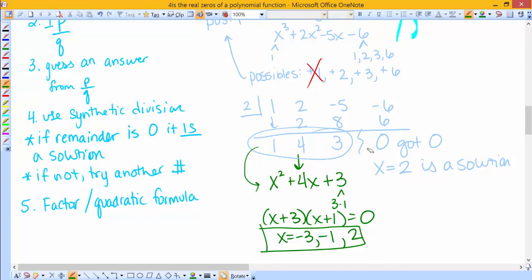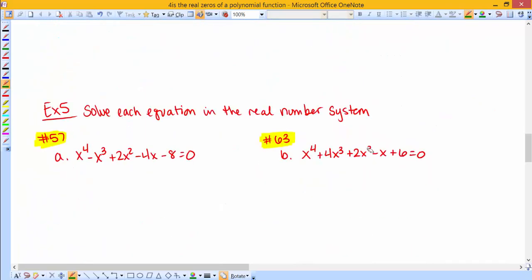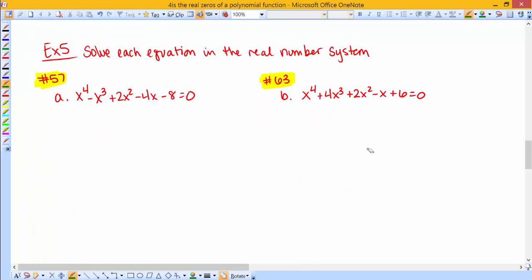So that one's done. It's a long process, especially if you're a bad guesser and you guys are picking numbers that never seem to work. So we're going to go through this again. You're going to see this several more times. So solve each equation in the real number system. So I don't care if there's imaginary solutions. I'm not finding them. I'm only going to find the real solutions.